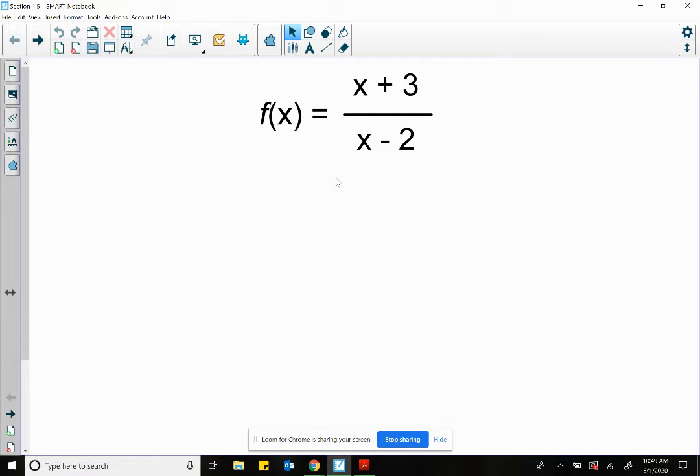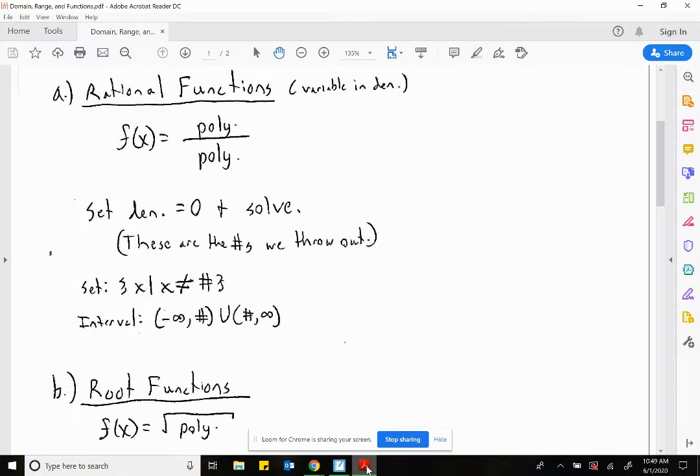Well, what does this look like? It looks like a fraction. So that means we have a rational, plus you see that variable in the denominator. So when you have a rational, here's what you're going to do: set the denominator equal to 0 and solve.